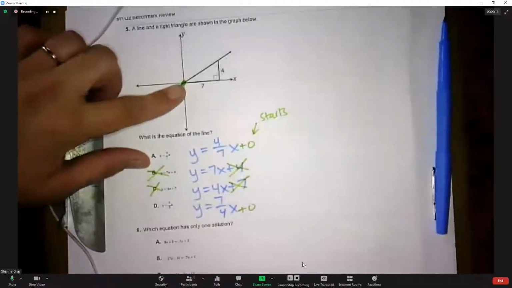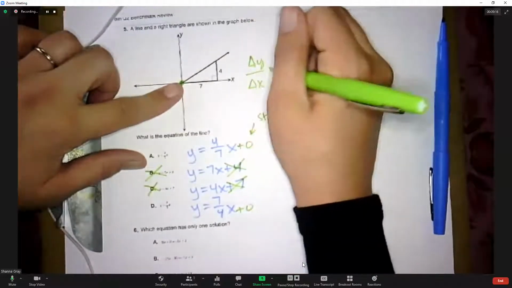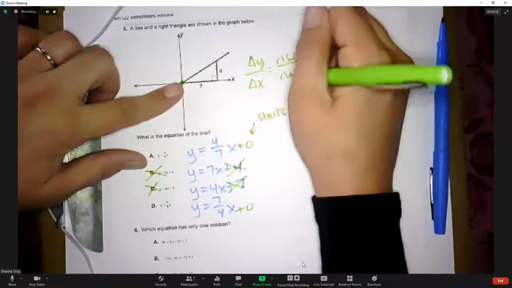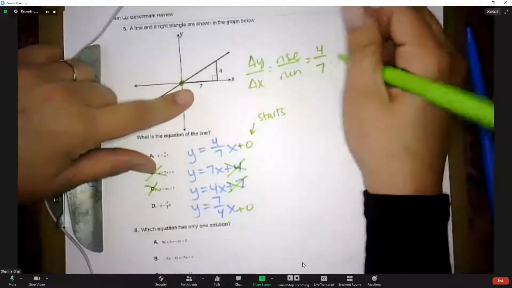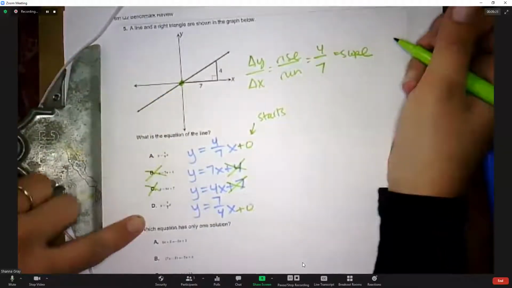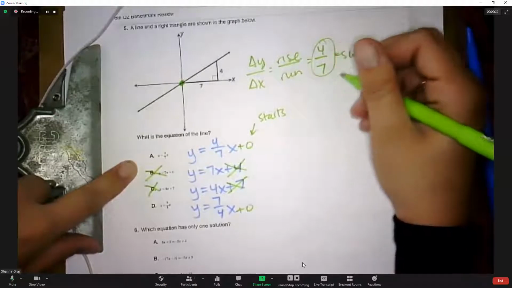And then the triangle here is going to tell me the slope. If I'm looking for change in Y over change in X, rise over run, the rise is 4 and the run is 7. So this is my slope, and I'm looking for an equation that has 4/7 in front of X, which would be.